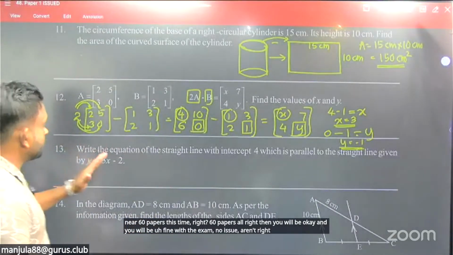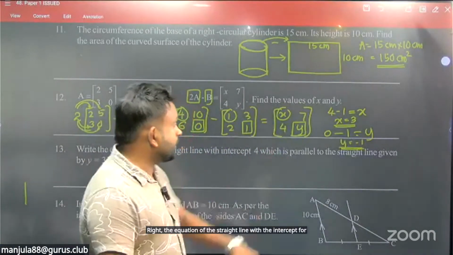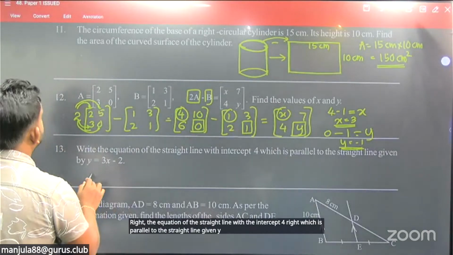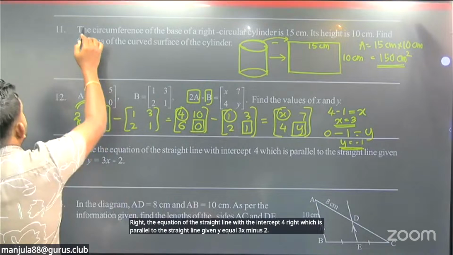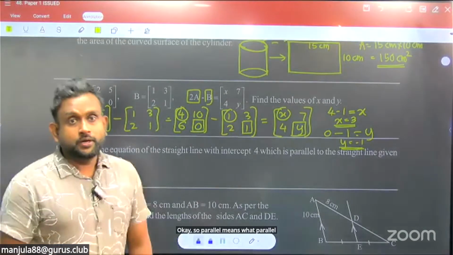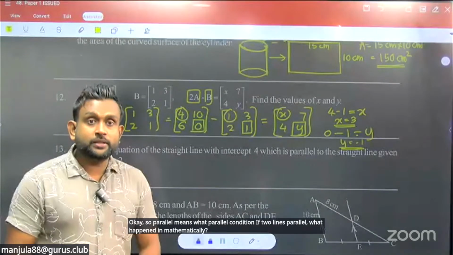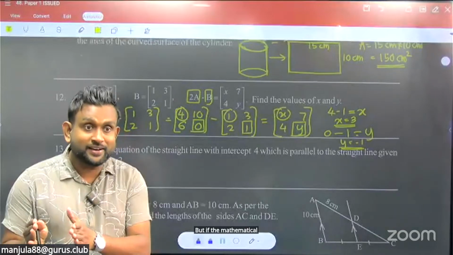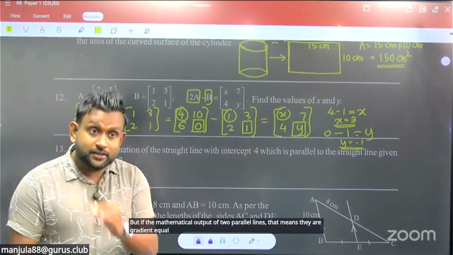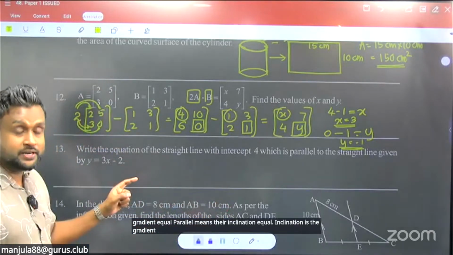Write the equation of the straight line with the intercept 4, which is parallel to the straight line given, y equals 3x minus 2. Okay. So what does parallel mean? If two lines are parallel, what is the mathematical output? That means their gradients are equal. Parallel means their inclination is equal. Inclination is the gradient. So the two lines' gradients must be equal.